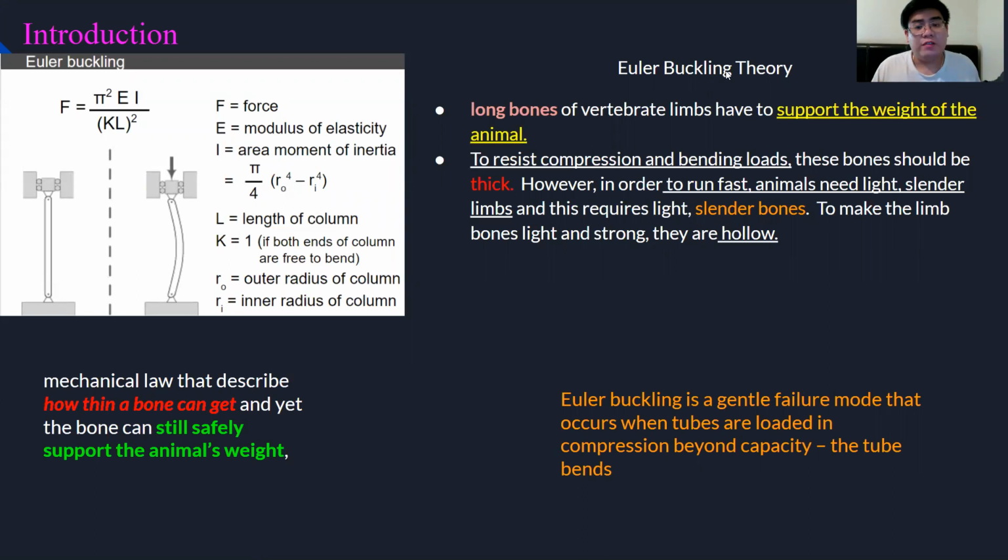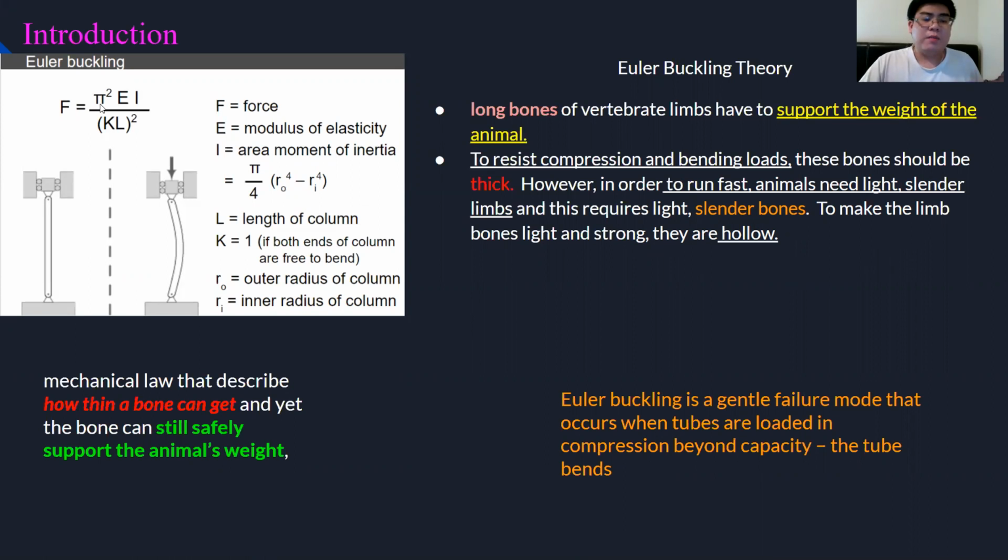So let's get started with the introduction. Let's first get to know about the Euler buckling theory. A little history: the long bones of vertebrates have to support the weight of the animal. To resist compression and bending load, they have to be thick. But the thicker the bone, the harder it is for the animal to run. Therefore, to run fast, they have to have slender bones. The bone has to be thin, slender. At the same time, to make the bone light and strong, it has to be hollow also. So in a sense, they break easily.